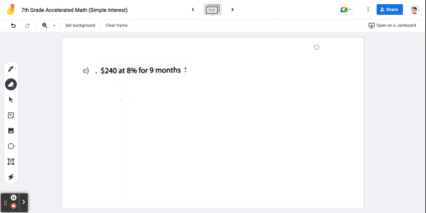Once again, we're looking for the simple interest. I equals P times R times T. We don't know the interest. We do know the principal, $240. 8% as a decimal. Don't be tricked by this one. Our decimal point is here. It moves 1, 2 places to the left. Fill in a 0, so that would be 0.08. So 0.08 times our time, which is, notice, 9 months.